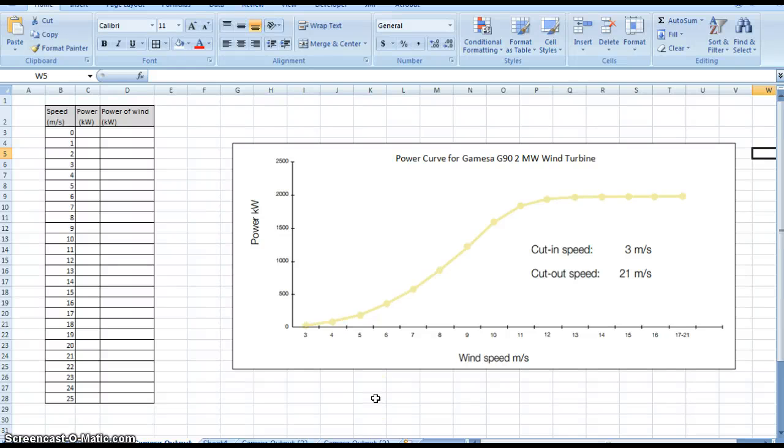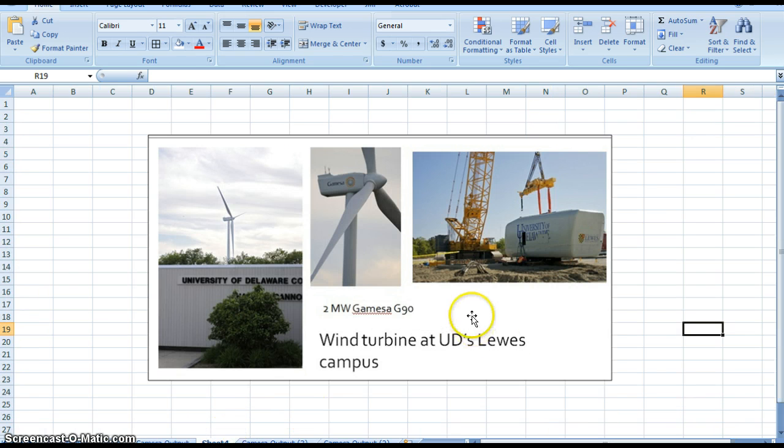In this video, I'm going to demonstrate how to determine the energy output of a wind turbine given its power curve and wind speed considerations. So what we're looking at here is an actual power curve for a turbine. This is, in this case, a Gamesa G90 2 megawatt turbine. This is a power curve for the turbine at the University of Delaware's Lewis campus.